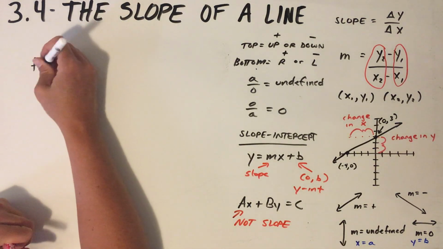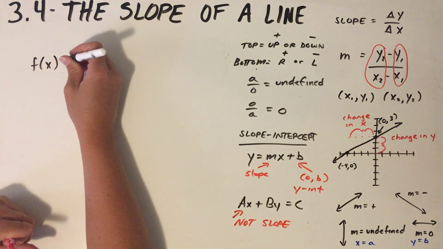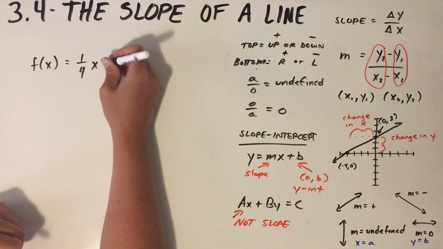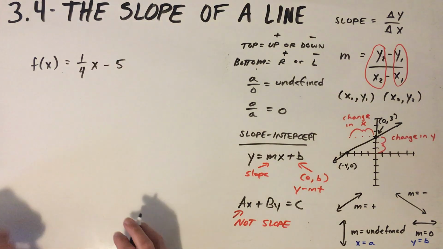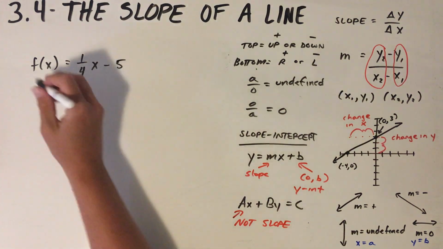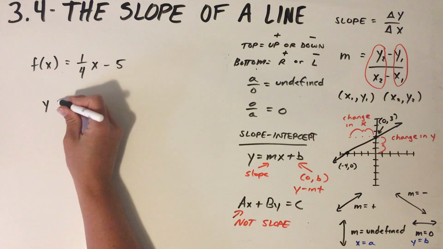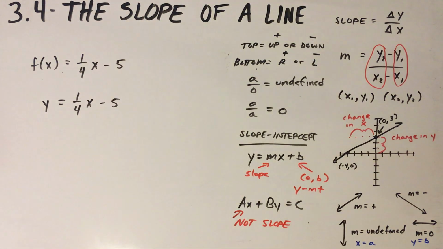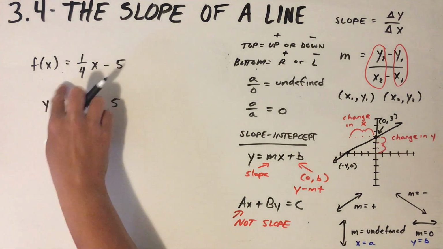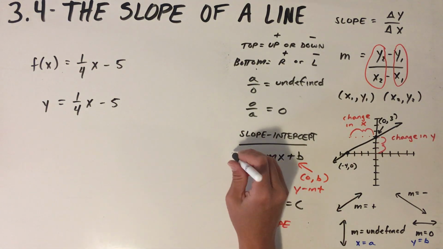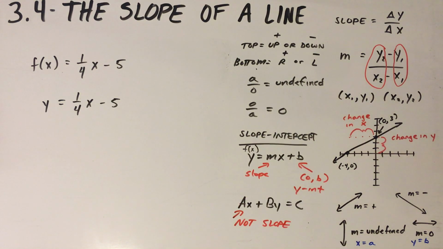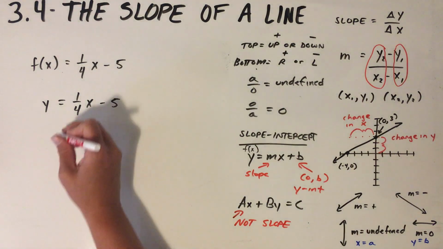Okay, what if I have a function instead of it saying y equals mx plus b? Then what? Well, f of x is the same thing as y. You can substitute it for y. So these are the exact same thing. This is in slope-intercept form, and it could say f of x instead of y, which is totally fine. So it's already in slope-intercept form, piece of cake.